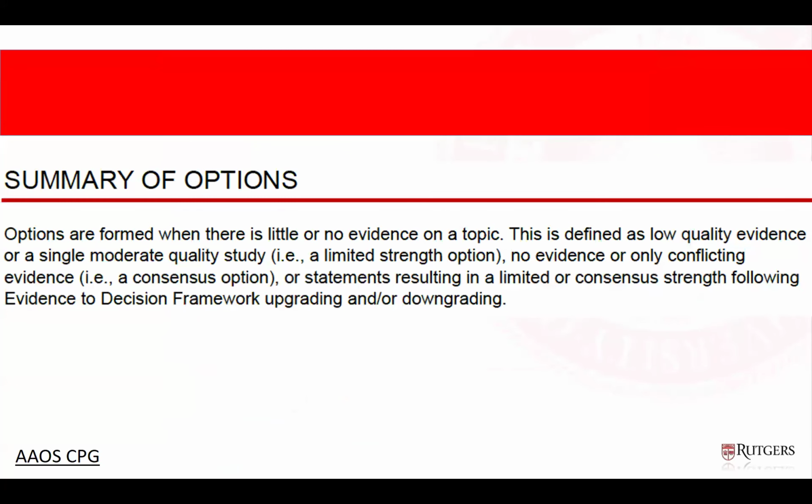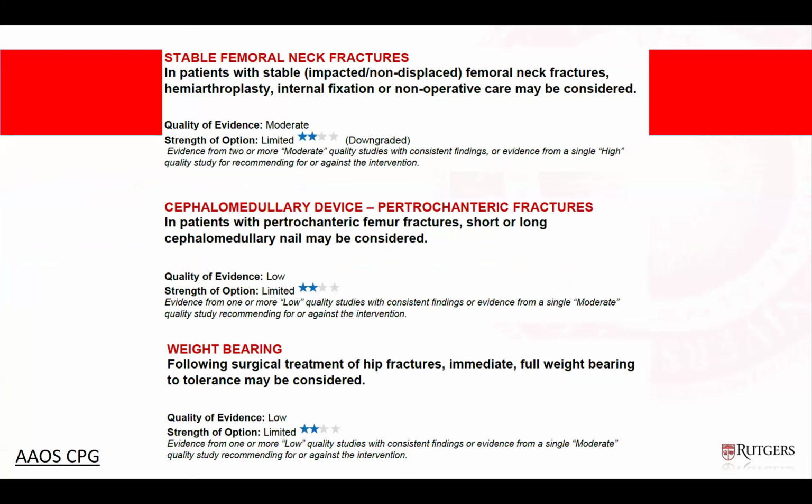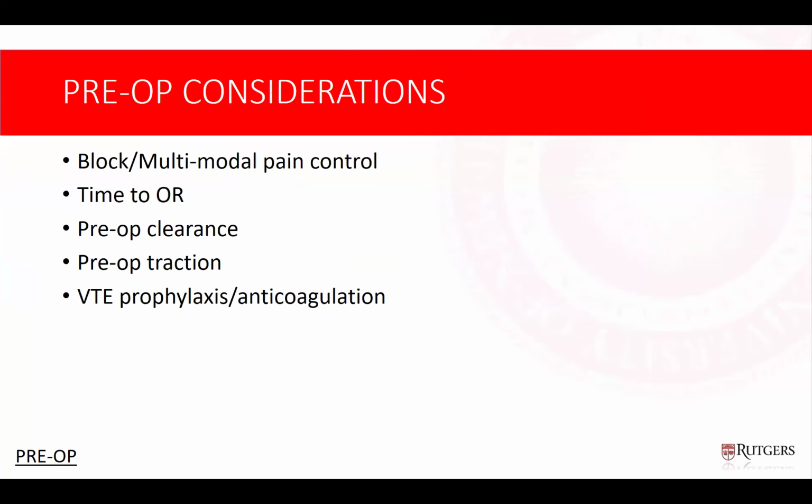There's 3 summary of options that they talk about. These options are formed when there's little or no evidence, and there's 3 of them. This first one's interesting, is that patients with stable femoral neck fractures, either hemi, internal fixation, or sometimes even non-op care may be considered. In terms of short versus long cephalomedullary nails, that's a debatable topic based upon their review. And then in terms of weight-bearing post-op, we can discuss some of the results there.